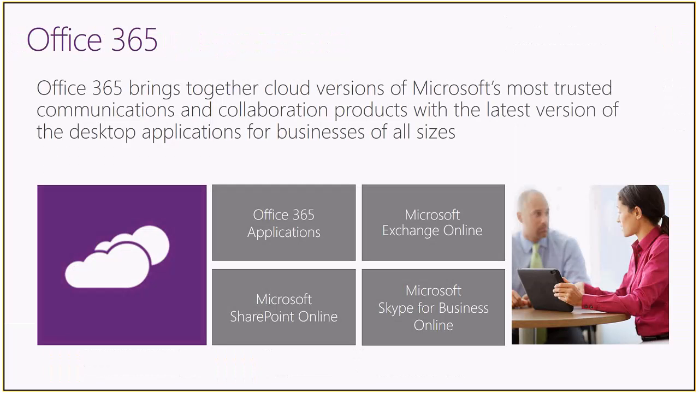So the first thing to do is look at Office 365 and make sure that we're all on the same page and happy as to what Office 365 is. So we know that it's the cloud versions of Microsoft's productivity servers and communication products. So here we've got four of the key aspects of Office 365. The Office 365 applications, so Word, Excel, PowerPoint, those kind of things. Then we've got Microsoft Exchange Online, and that's for email.